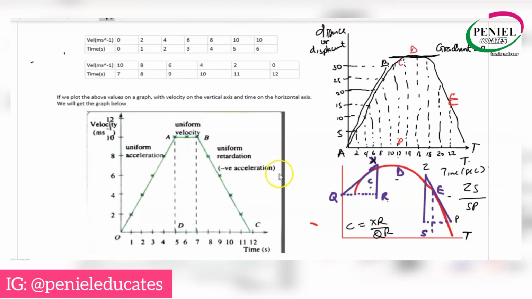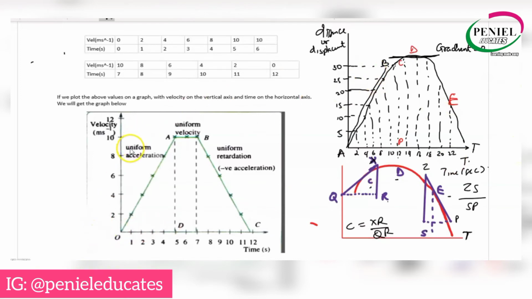We'll look at uniform acceleration. When the velocity of a moving body increases by equal amounts in equal intervals of time, no matter how small the time interval may be, it is said to move with uniform acceleration. So we'll look at the velocity time graph that's here.